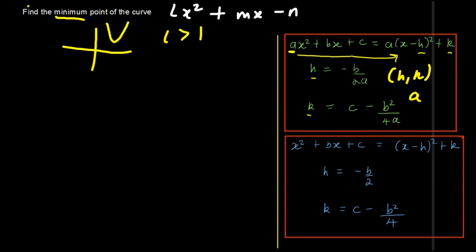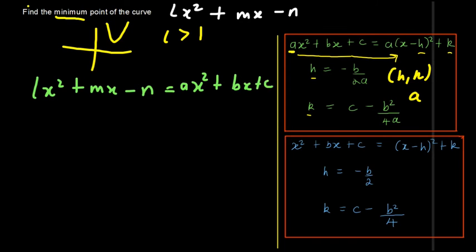Okay, so the way we solve this problem is, for lx squared plus mx minus n, we have to complete the square. And the fastest way we can do it is by using these equations. So we can equate lx squared plus mx minus n with ax squared plus bx plus c, right? We need to find the value of a, b, and c. Those are the ones we use to find the value of k and h.